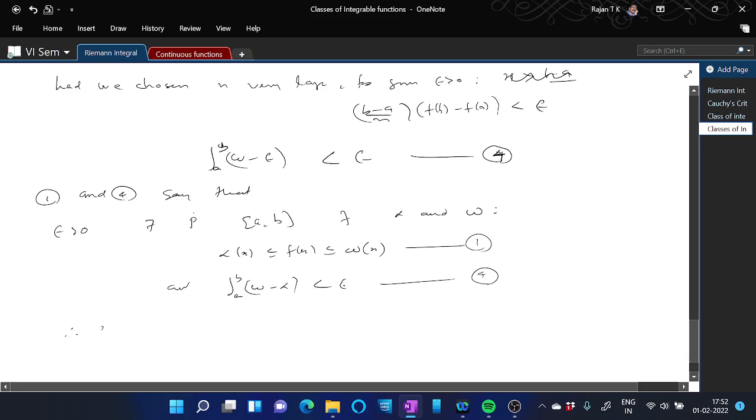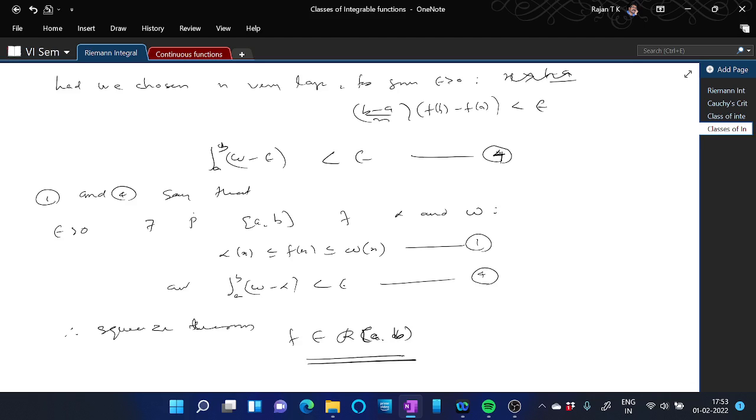Therefore, again by Squeeze theorem, f belongs to R[a,b]. Thus, every monotonically increasing function defined on closed interval [a,b] is also Riemann integrable. Here we have taken up increasing. Similarly, for decreasing also we can prove the same result.